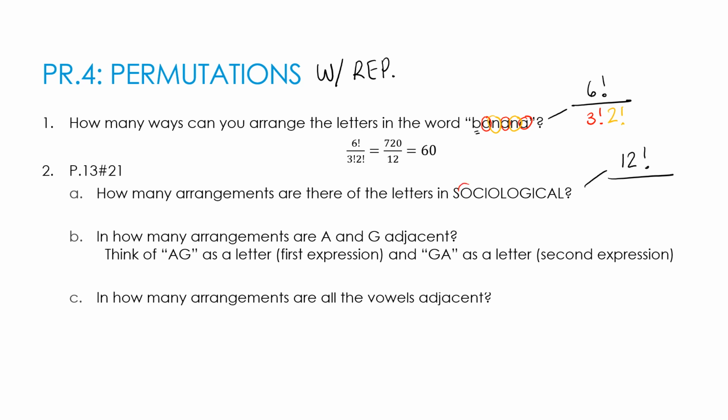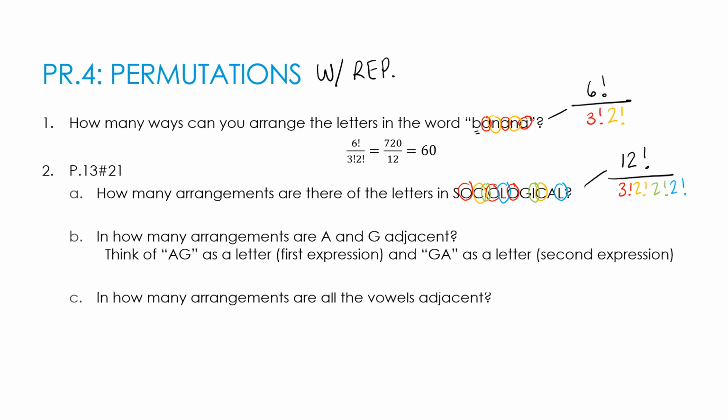I've got O, O, O, so that's 3 factorial. I have C, C, that's 2 factorial. I have I, which kind of looks covered up, but there's one in there, and another I, so that's 2 factorial. And I have an L and an L, so that's another 2 factorial.